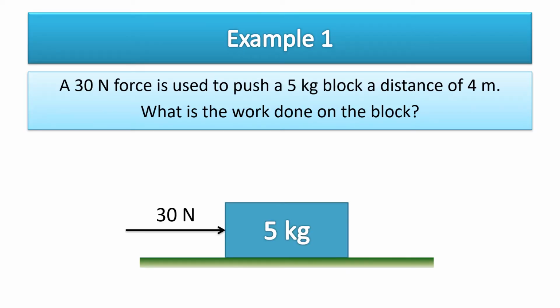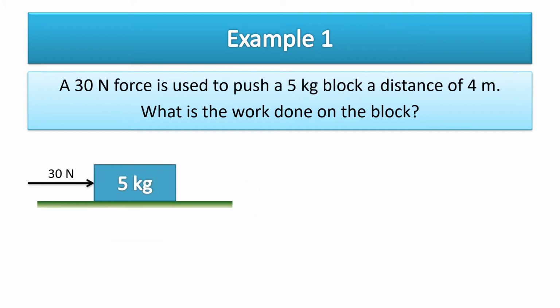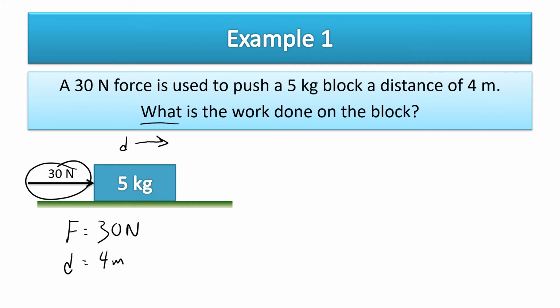So example 1, very straightforward, says a 30 Newton force is used to push a 5 kilogram block a distance of 4 meters. What is the work done on the block? As promised, pretty simple to begin with. The force is 30 newtons. The displacement is 4 meters. And from this diagram, we can assume that the displacement is to the right. So the force and the displacement vectors are parallel to each other.